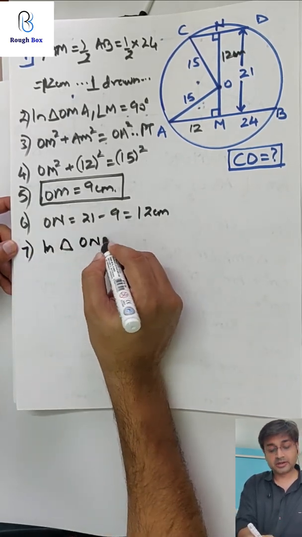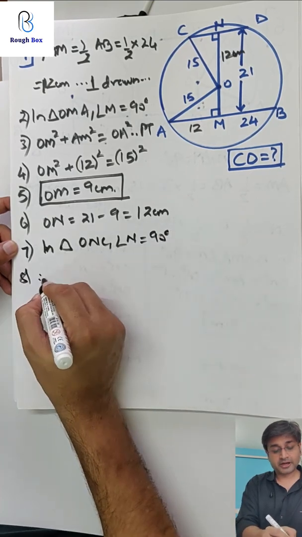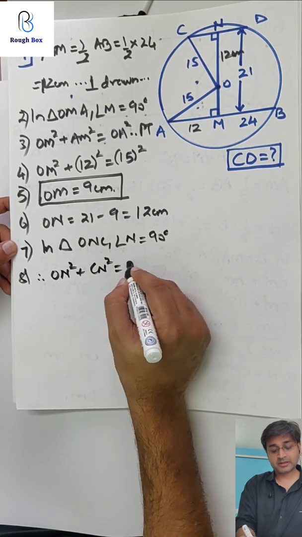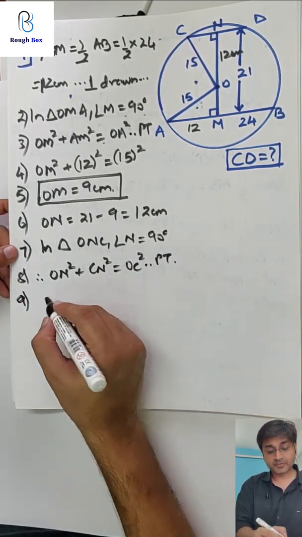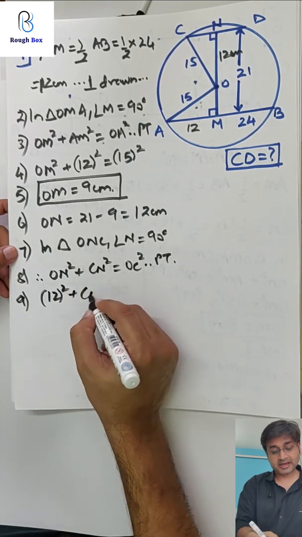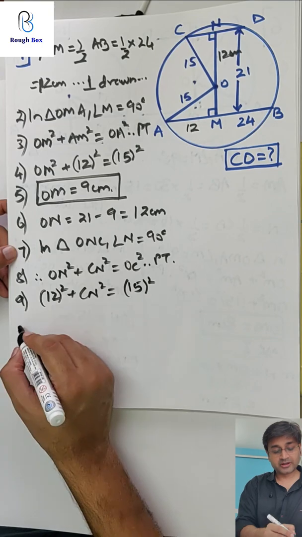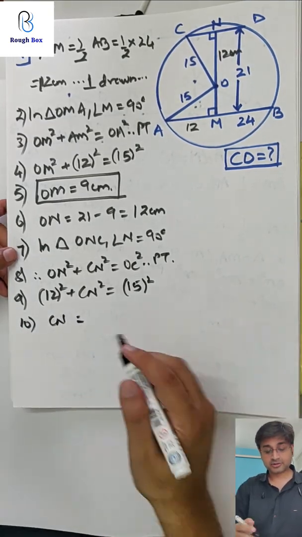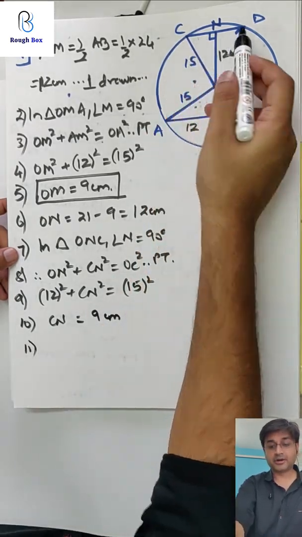So in triangle ONC, angle N is 90 degrees and therefore, Pythagoras: ON squared plus CN squared is equal to OC squared. In this case ON is 12, CN unknown and OC 15. So 225 minus 144, that's 81. So you will get 9 again. You got your CN, now double it.